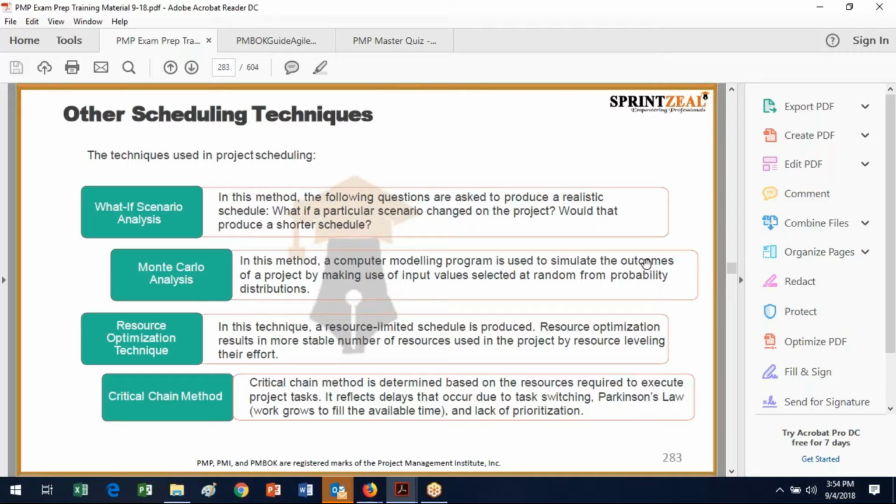or optimistically or pessimistically. And then a resource optimization technique, and this is using a stable number of resources by leveling their efforts. So I was talking about, you know, not using Charlie Brown shirt.